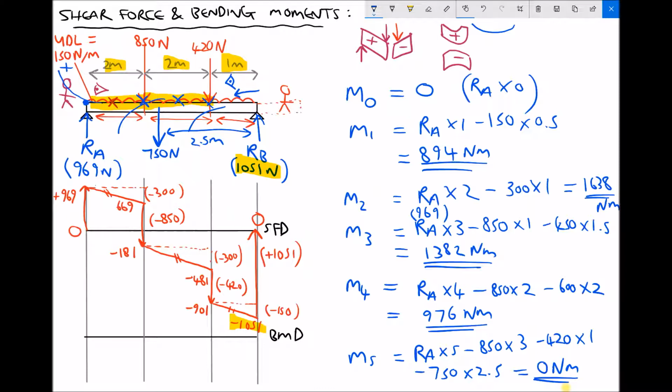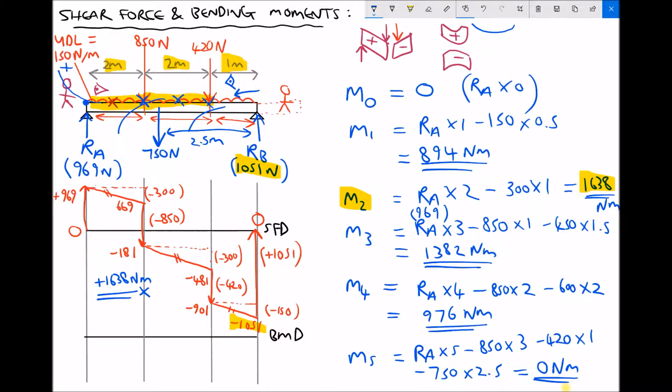The very last step then is to sketch our bending moment diagram. And if we look at each of those bending moments, we can see that the maximum bending moment, we go from 894 to 1638 and then back down to 1382, 976. So the maximum bending moment is 1638 Newton meters, occurring 2 meters from the left hand support. So let's add that there. And the magnitude was plus 1638 Newton meters.